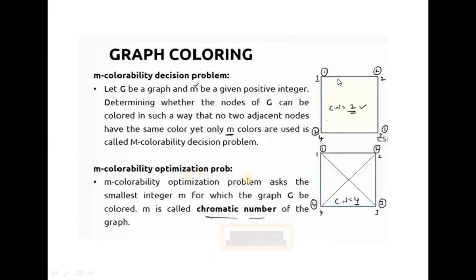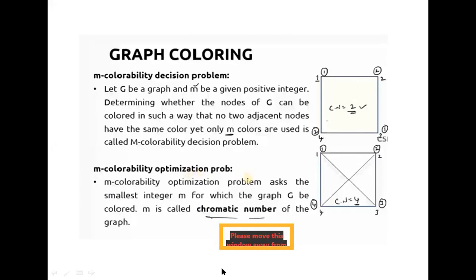So what is the chromatic number for this graph? The chromatic number is nothing but the number of colors we need to choose in this graph. We call it the chromatic number. See here, the M colorability optimization problem asks for the smallest integer m. M is the number of colors with which the graph is to be colored. The minimum number of colors we have to add to that graph is called the chromatic number.